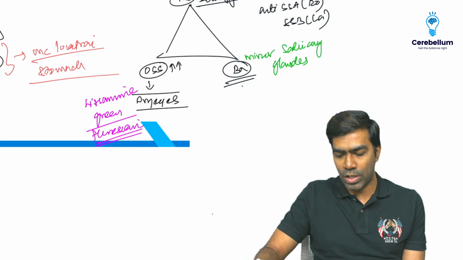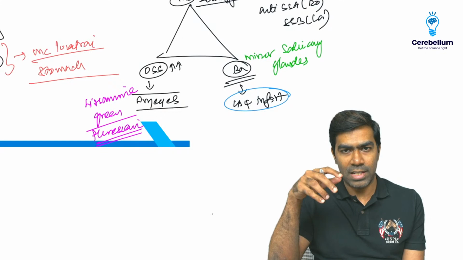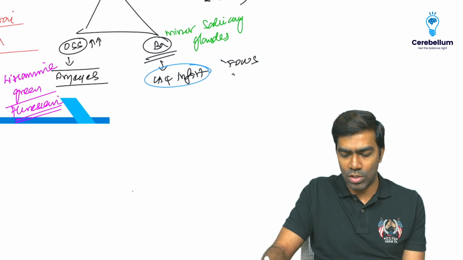You're going to see CD4 infiltrate. That's a very important point. You're going to see CD4 infiltrate around the minor salivary gland acini. There is another entity called focus score. I think pathologists would have taught you about that.